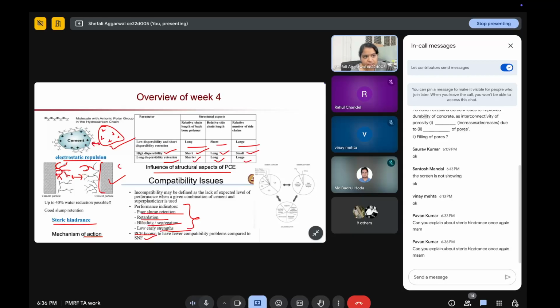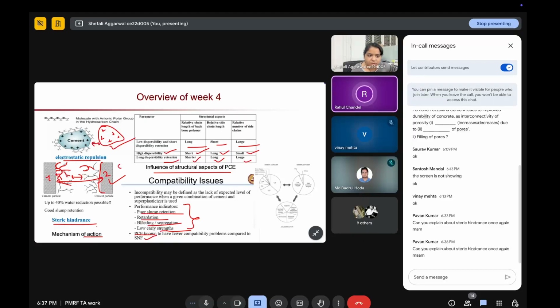And unlike electrostatic repulsion, since this is a linear chain, it won't have any charge either. So these long chains are not reacting with each other, and they will be in the atmosphere somewhere, and they won't let another cement particle come closer to the first cement particle. If this is the first cement particle, because of this hindrance, it will stop these two particles from coming closer to each other, and that is why it is called steric hindrance. Am I able to explain?